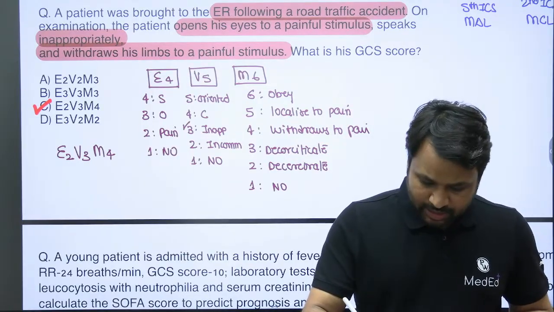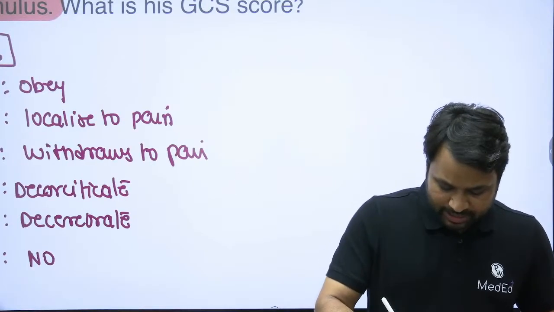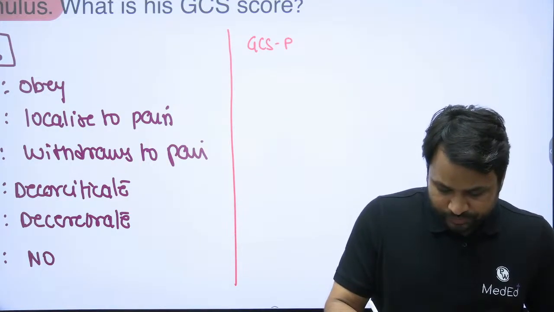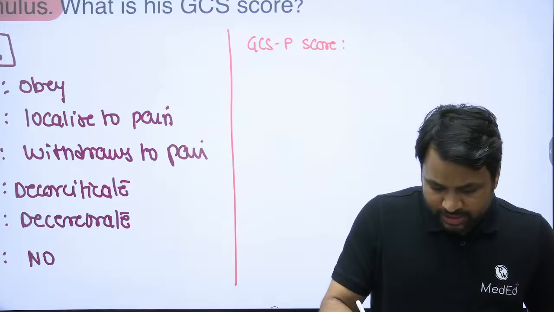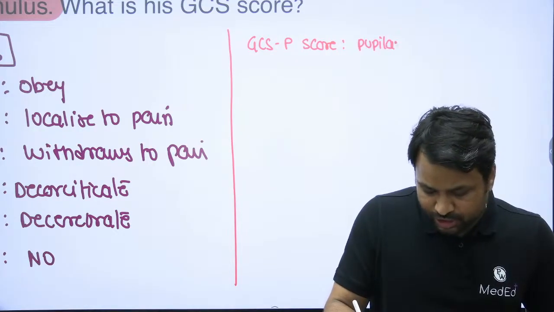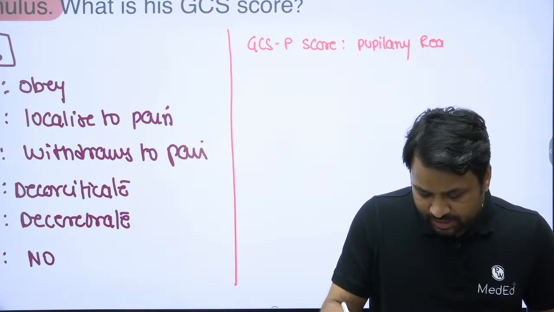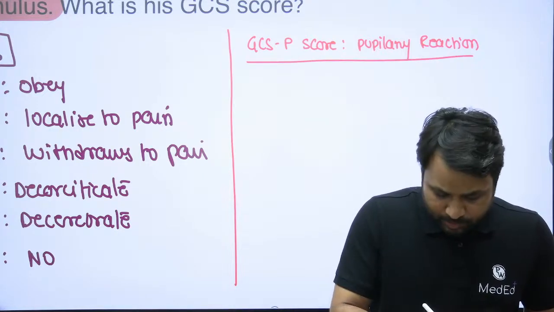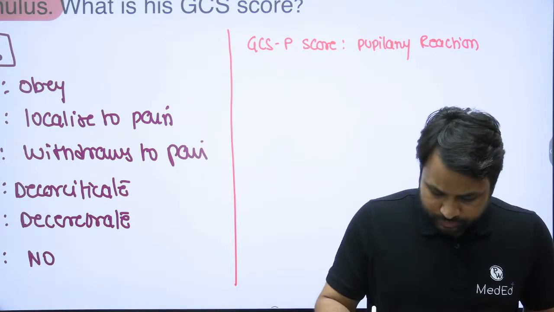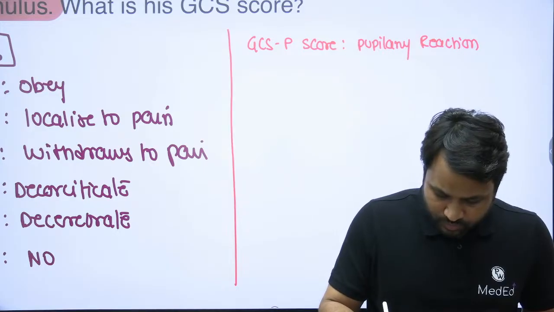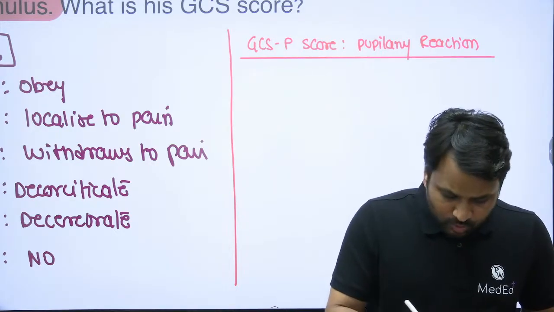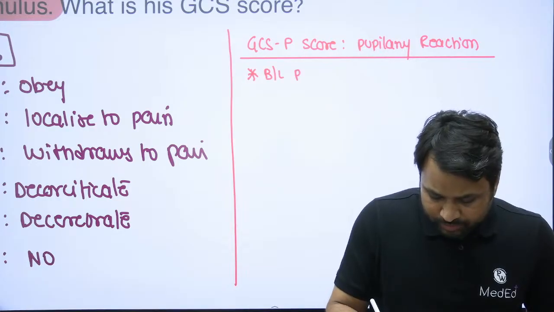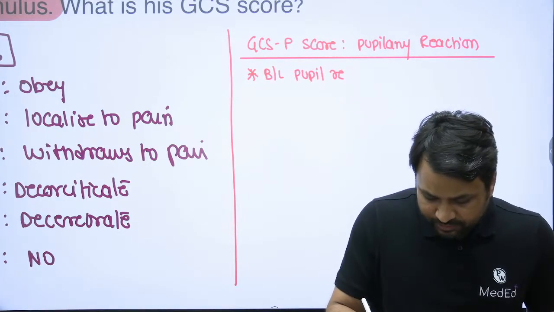In the GCS, only a couple of important questions that they'll usually ask you is, what is the GCS P score? A GCS P score is where you're considering pupillary reaction. Okay. So what is this pupillary reaction score? If bilateral pupil reactive to light.